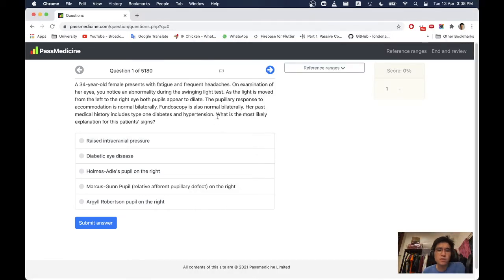A 34-year-old female presents with fatigue and frequent headaches. On examination of her eyes, you notice an abnormality during the swinging light test. As the light is moved from the left to the right eye, both pupils appear to dilate. This is RAPD, relative afferent pupillary defect. The pupil response to accommodation is normal bilaterally. Fundoscopy is also normal bilaterally. Her past medical history includes type 1 diabetes and hypertension. What is the most likely explanation for the patient's sign?